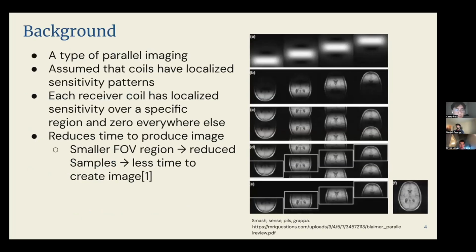So as we said before, PILS stands for Partially Parallel Imaging with Localized Sensitivity, and it is a type of parallel imaging which became prevalent in the year 2000. It is assumed that coils have localized sensitivity patterns. Each receiver coil has localized sensitivity over a specific region and zero everywhere else. And the main advantage of this type of parallel imaging is that it reduces time to produce the image. It does this by reducing the field of view region to a smaller region, which reduces the samples, which takes less time to create the image and is more effective in time.